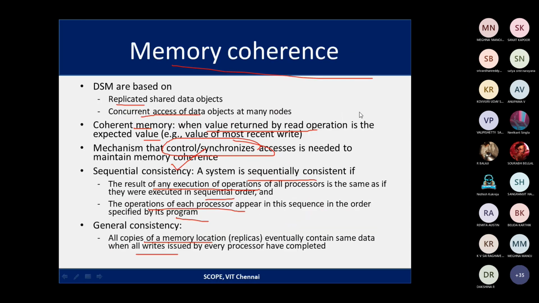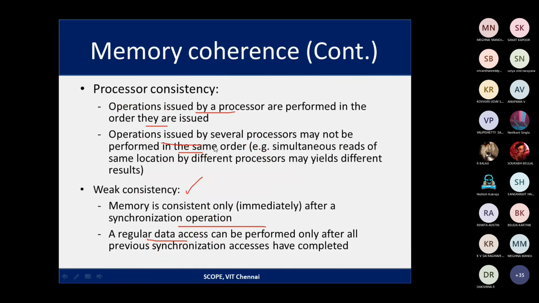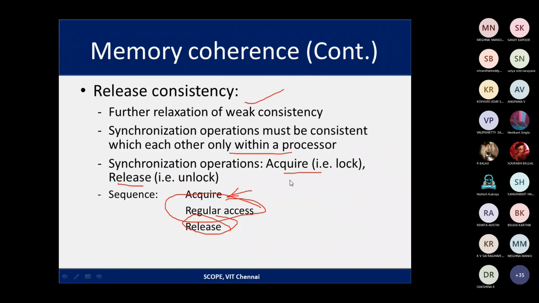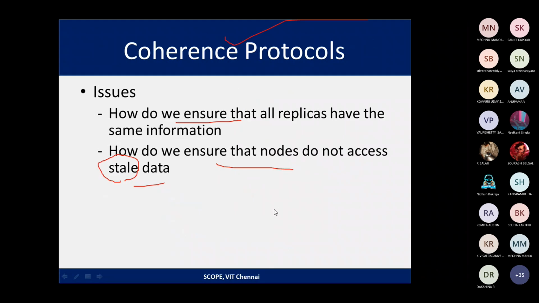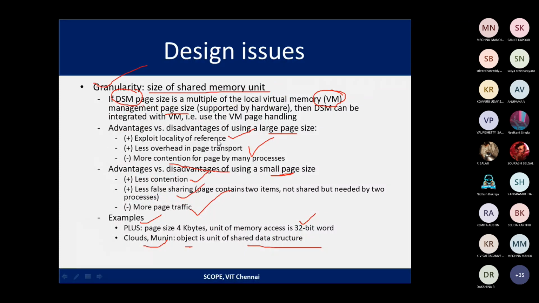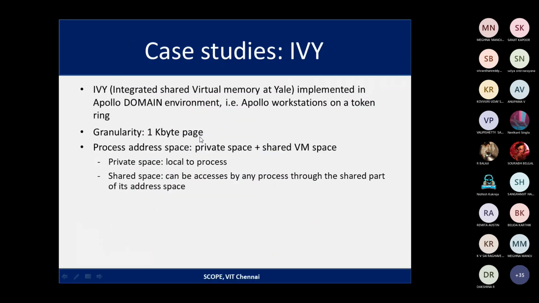And the read replication algorithm: here the replication happens with multiple readers and one writer. In full replication, we will have multiple readers and multiple writers. Because we have distributed shared memory, memory coherence issues will come up. So further, we have to consider sequential consistency, general consistency, processor and weak consistency, then release consistency. So these are all memory coherence issues. The protocols for coherence are write invalidate and write update, and the design issues we will face are granularity and page replacement.